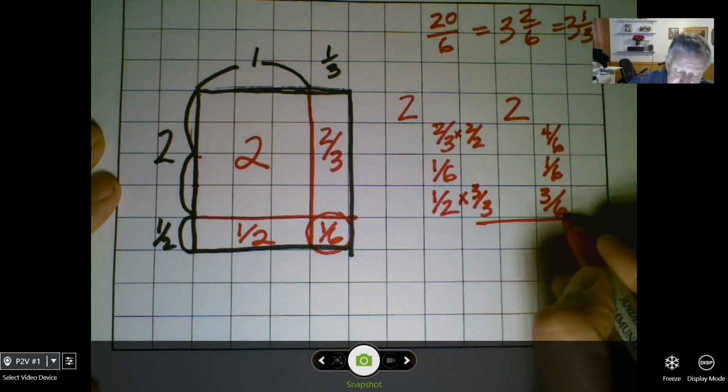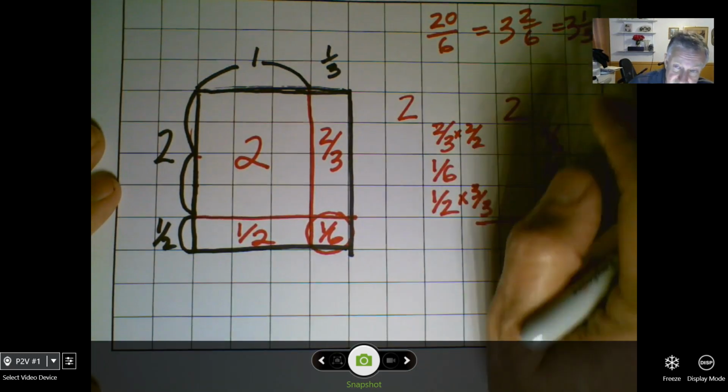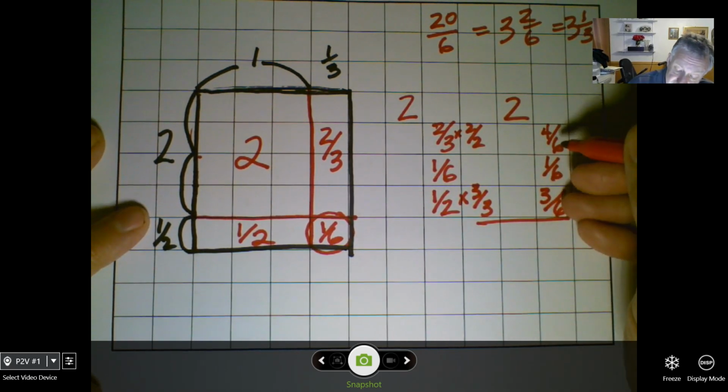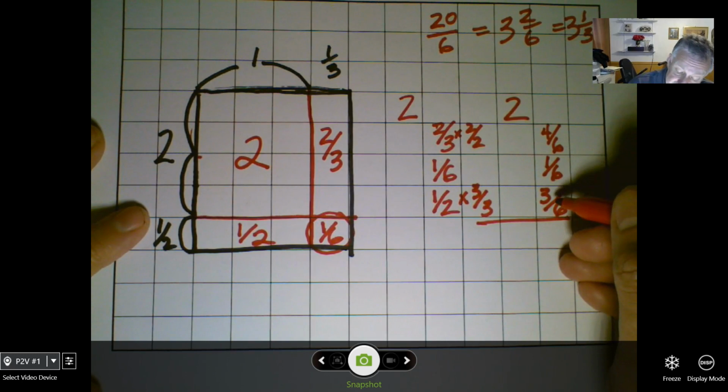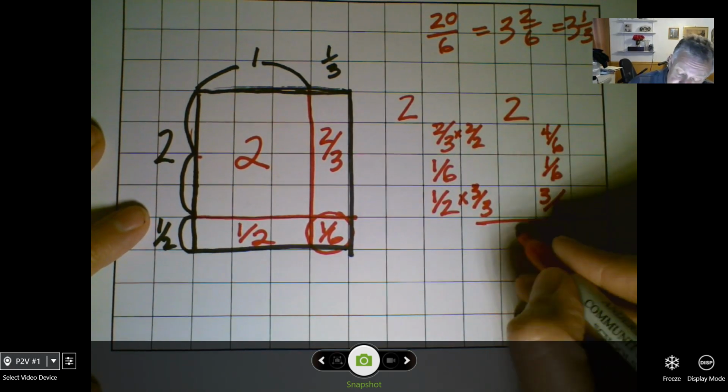And now, if I add all that together, and I've done it correctly, I should come up with something that's going to end me up right here. Okay, so let's add this up. 4, 5, 8. So I have 8 over 6. And I bring my whole number down, it's 2.